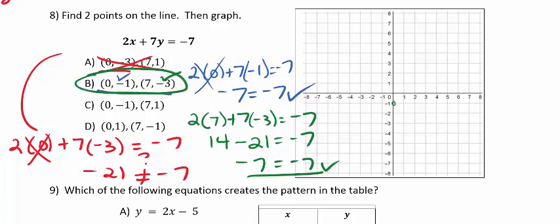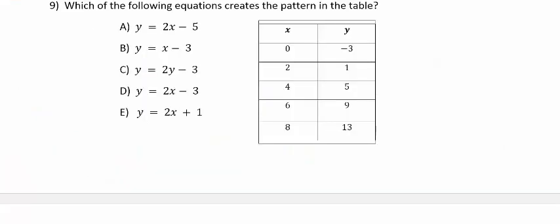We'll go ahead and plot those points, 0, -1, and 7, -3, and then we'll connect those with a straight edge. So now I've connected the points and graphed the line. In number 9, which of the following equations creates the pattern in the table?